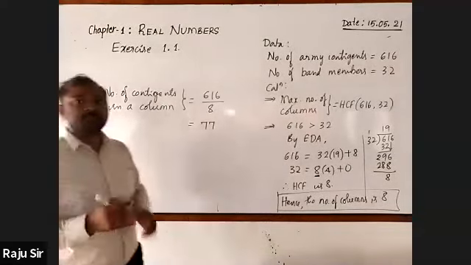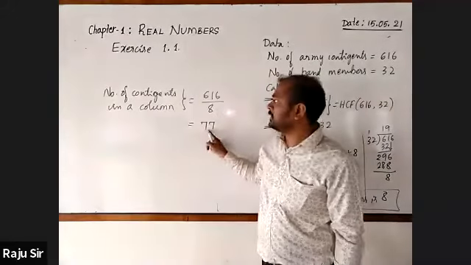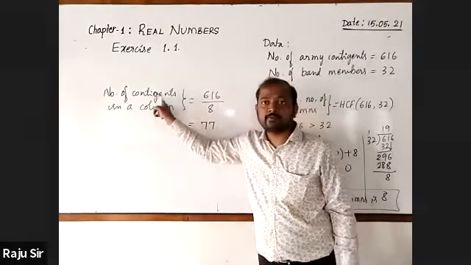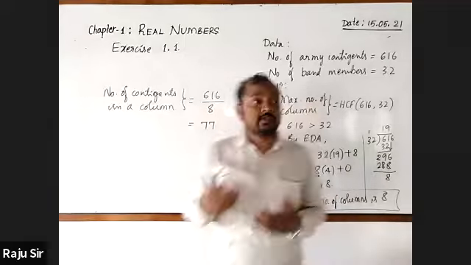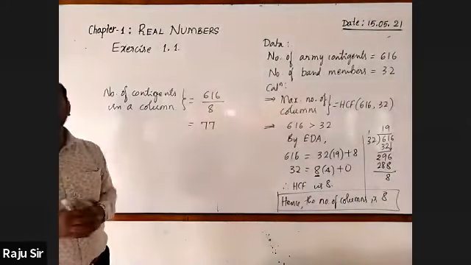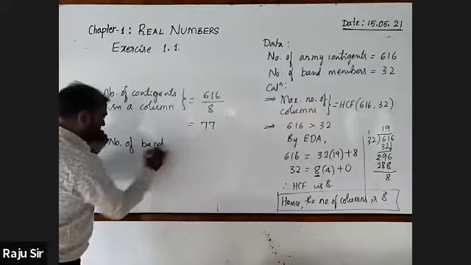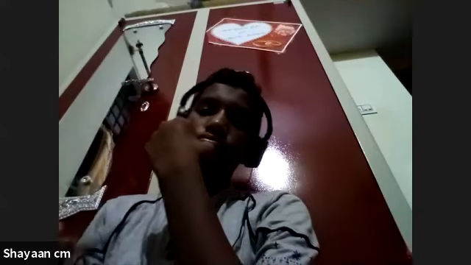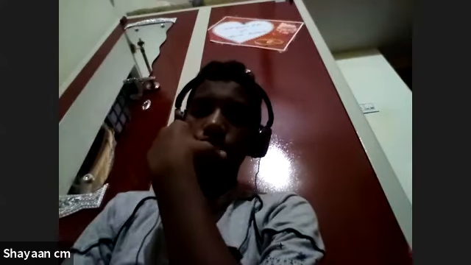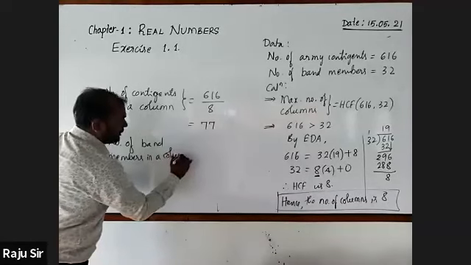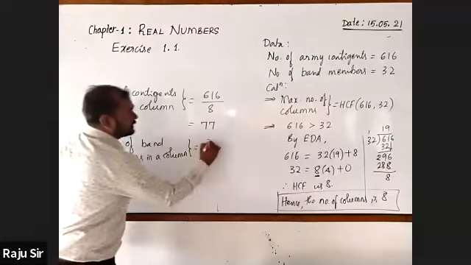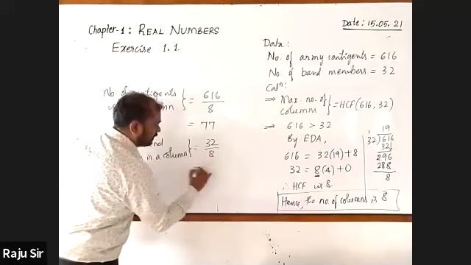Very good. In every column, there will be 77 contingents. Then what do you say about the band members? 4 members, sir. Very good. Number of band members: 32 by 8, 4 in each column, sir. Correct. It is 32 by 8. This is 4.